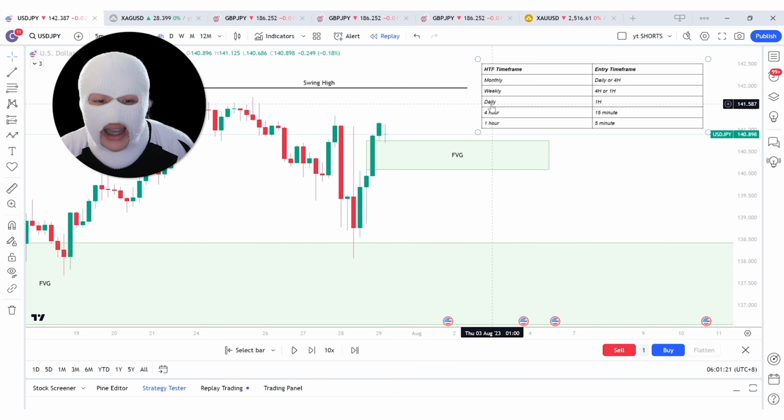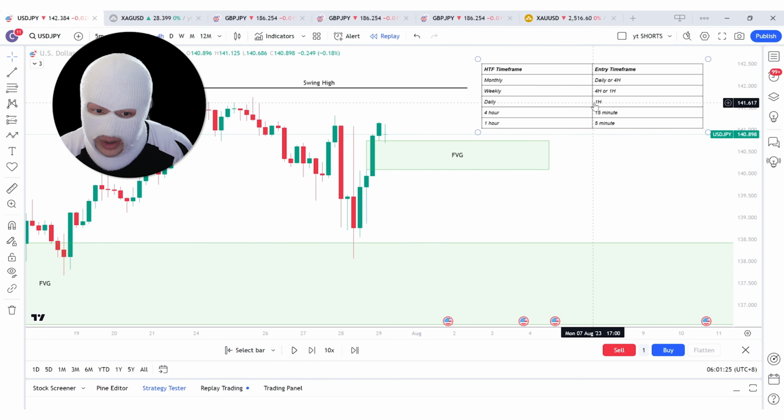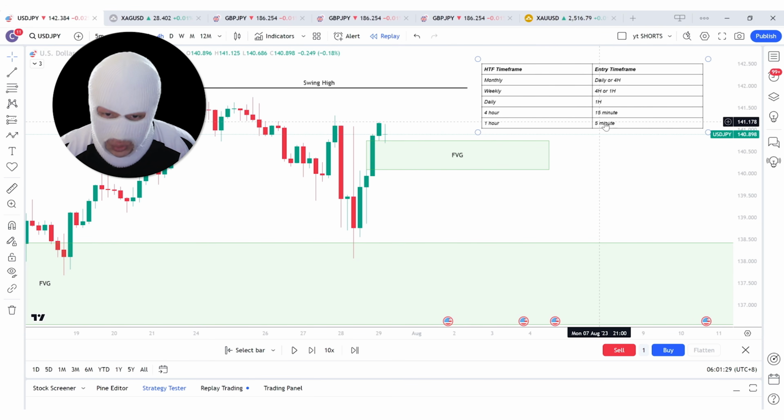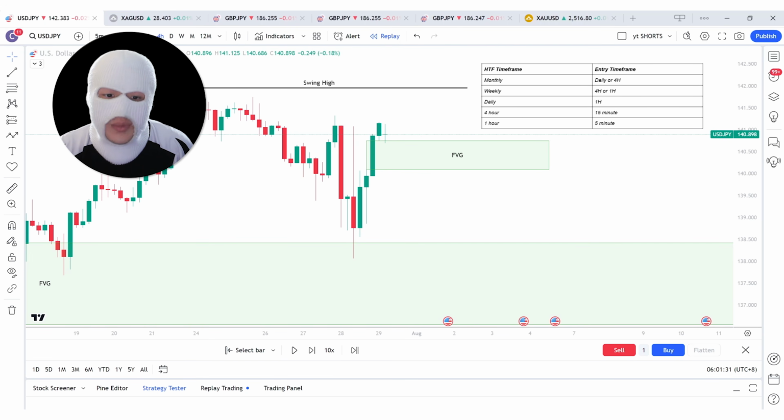If you're using the high time frame as your daily, then you want to use the 1 hour as your entry time frame. And as you can see, for the 4-hour, you use the 15 minutes; for the 1 hour, you use the 5 minutes. Alright, so now with that out of the way, let's go back to our example.